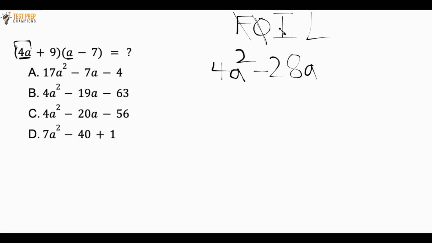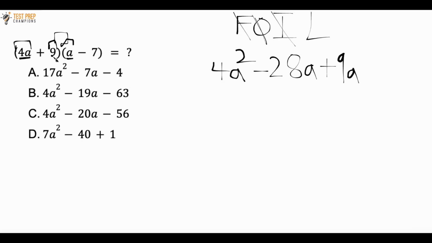So what about I? I stands for inner. So for the I, I'm going to do 9 times a. So 9 times a is 9a. So when I update this, I'll have 4a squared minus 28a plus 9a. Now the L stands for last.